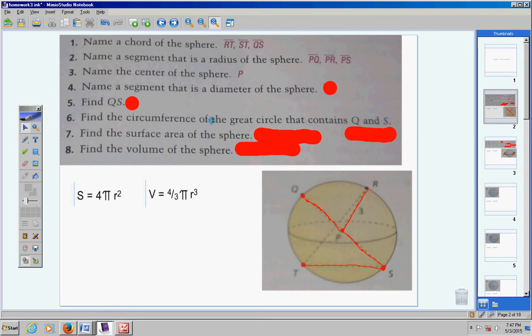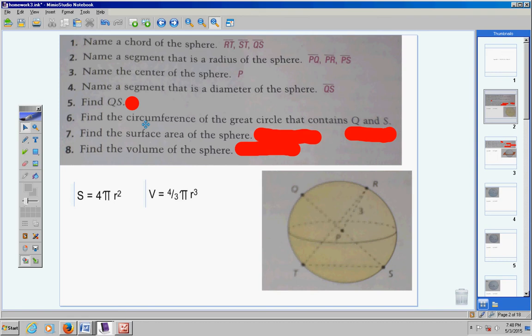Name a segment that is a diameter of the sphere. In other words, where is the diameter here? Well, students, the diameter has to run from one edge of the sphere to the other and pass through the middle. Now, TR definitely runs from one edge of the sphere to the other, but does it go through the middle? Obviously not, okay? But QS goes from one edge of the sphere to the other, plus it runs through the middle, so QS would be your diameter, alright?